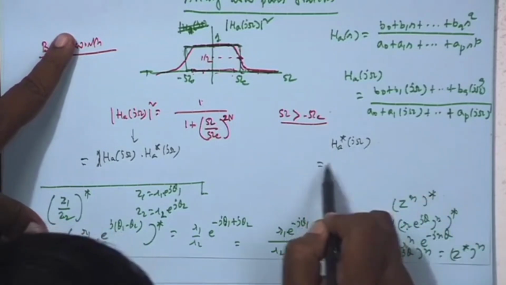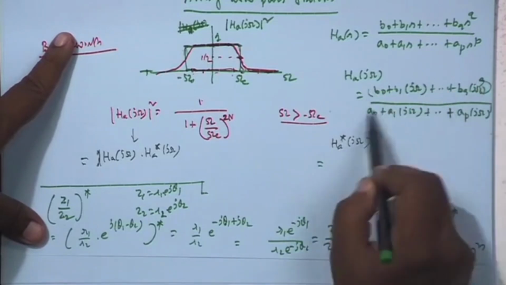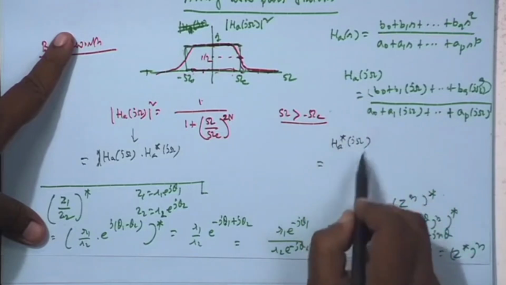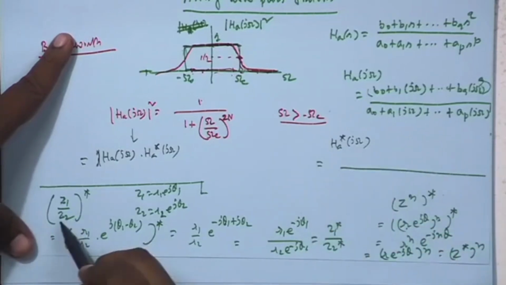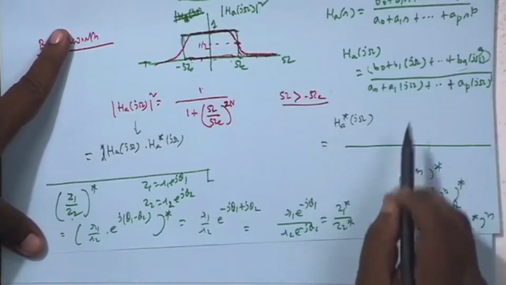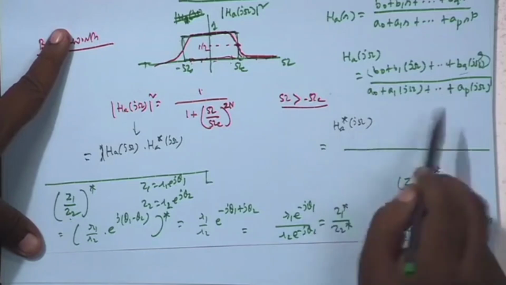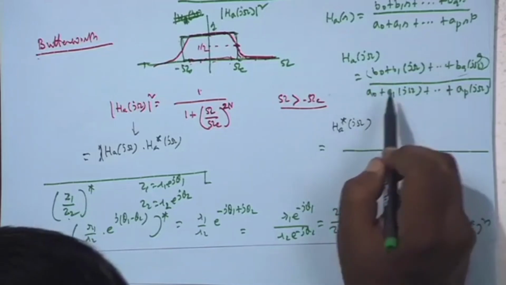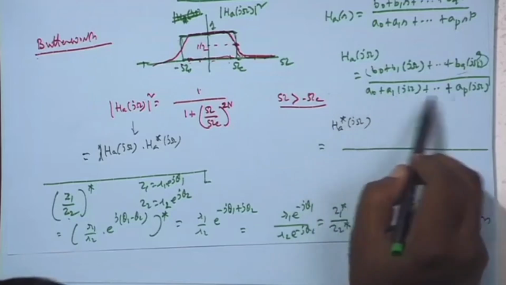So, here H of j omega is a ratio of two complex quantities, one numerator and one denominator. So, the conjugate of the overall H star j omega will be the ratio of the conjugate of the numerator by the conjugate of the denominator, because of this fact. If you call the numerator z1 and the denominator z2, z1 by z2 whole star is the same as z1 star divided by z2 star. All the coefficients are real, b0, b1, bq are real, and we are assuming a0, a1, ap are real.